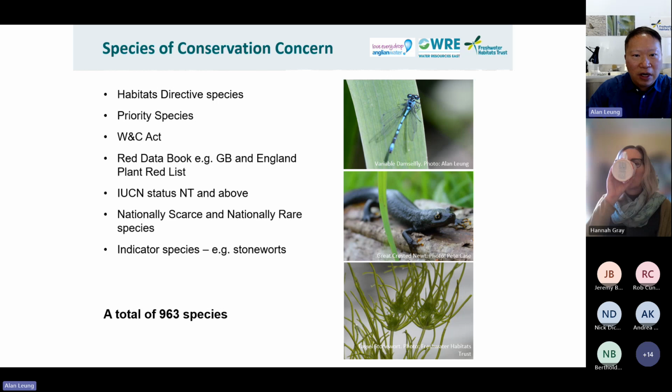Apart from the species with specific conservation concern because of the rarity of their population, we've also added one group of species, the indicator species, into the species of conservation concern list. For example, the stonefly, which is a species sensitive to water pollution. So we include them so that it may help us get a better picture about which area has better water quality.